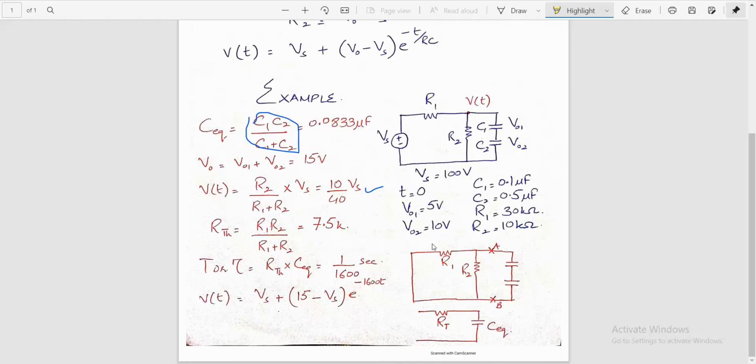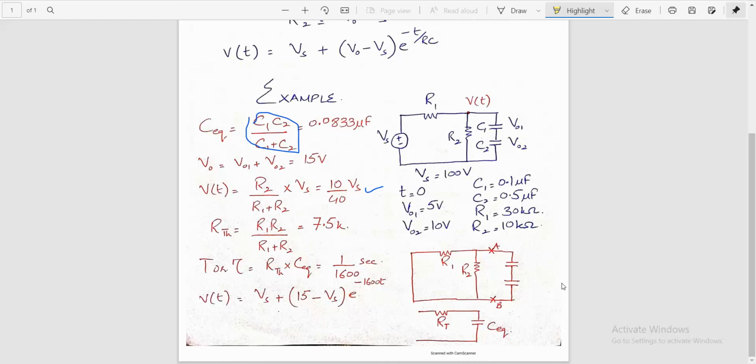You can find out the Thevenin equivalent resistance by simply replacing the voltage source by a short circuit. I have drawn the circuit in red, and if you see the resistance from the points A, B, it is actually the parallel combination of R1 and R2. So R Thevenin is equal to R1 times R2 divided by R1 plus R2, which comes out to be 7.5 kilo-ohms.